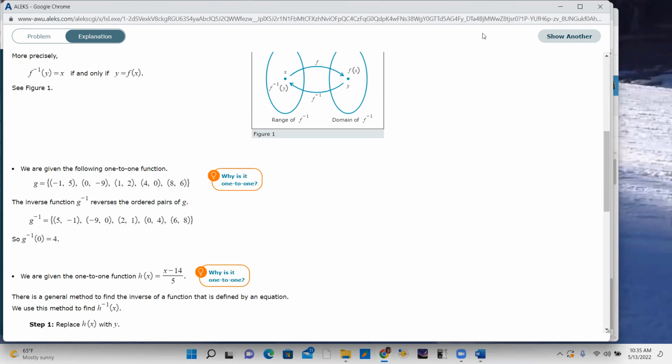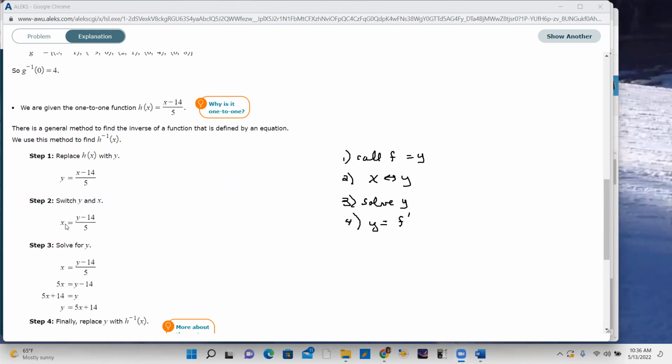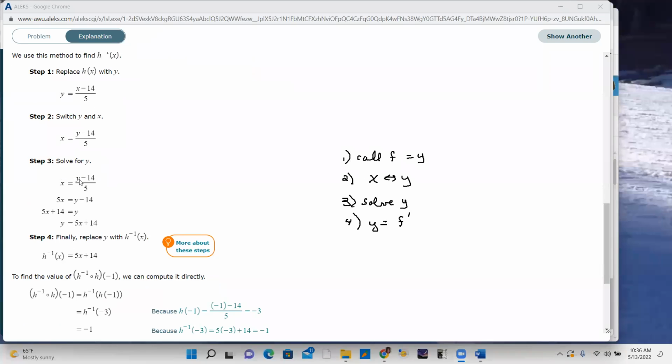And then again, to find an inverse function, call your function Y. Switch your X and Y. Solve for your new Y. And that is your inverse function, because you've switched all the X's and Y's. So call H Y. Switch the X and Y. Solve for the new Y. And this is your inverse function.